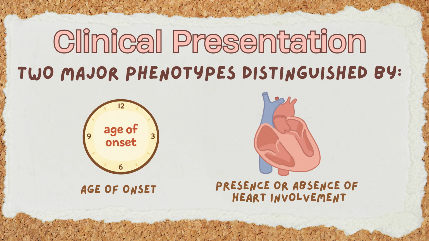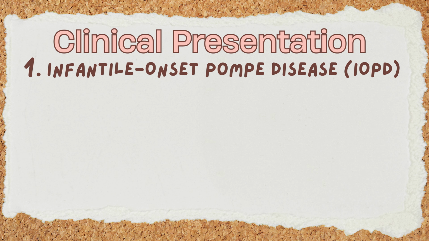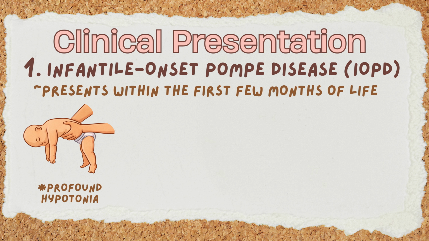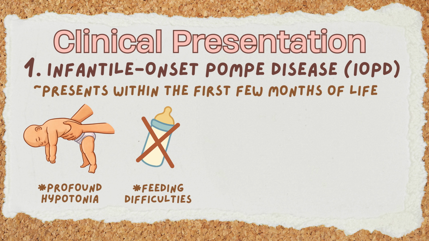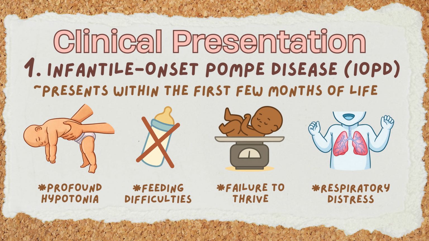of heart involvement. The first is infantile onset Pompe disease, or IOPD. This is the most severe form. It typically presents within the first few months of life. The hallmark presentation includes profound hypotonia, often called floppy baby syndrome, feeding difficulties, failure to thrive, and respiratory distress.